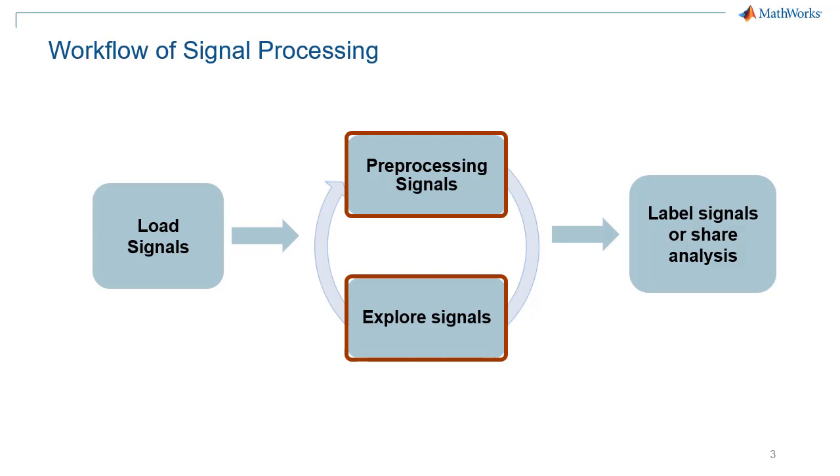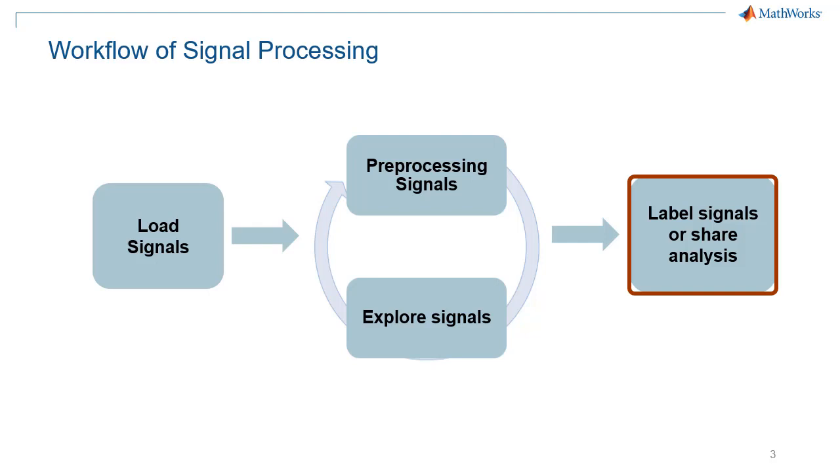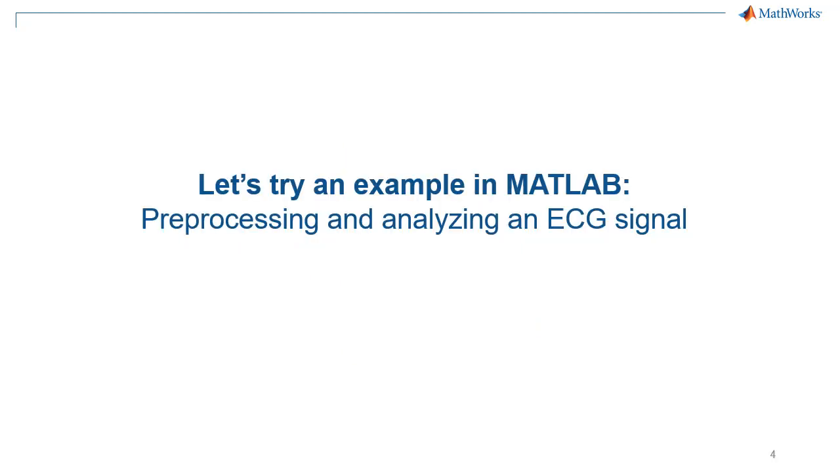The two steps, pre-processing and exploration of signals, iterate with each other until the analysis meets our needs. Finally, the signals are labeled for further feature extraction and machine learning purposes. All the results of the analysis and the pre-processing are shared with others. Next, we will use a demo to show how to use MATLAB apps for signal analysis and pre-processing. Let's try it with MATLAB.